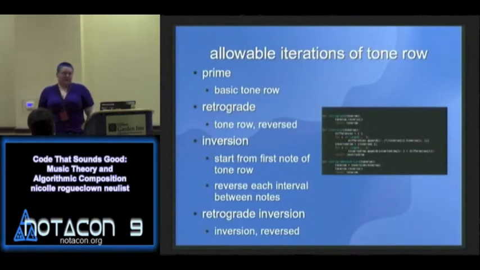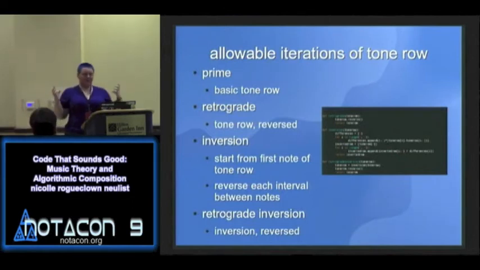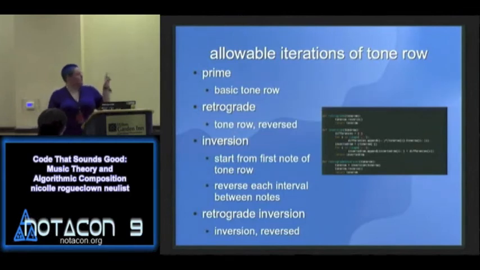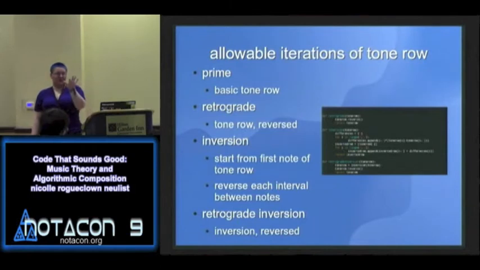Then, under the conventions of 12-tone music, there are 4 allowable basic orders of the tone row. There's the prime, which is just that tone row that has been defined by the original tone row generator, if you will. Then there's the retrograde, which is just backwards. It's a little hard to read, but it says retrograde tone row. That's just tone row dot reverse. It reverses the items in that list that was generated.